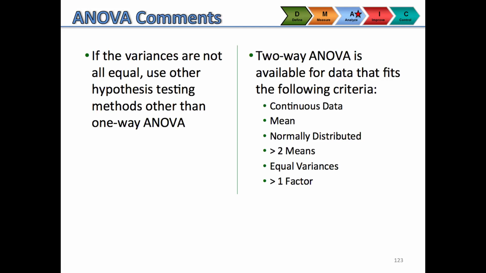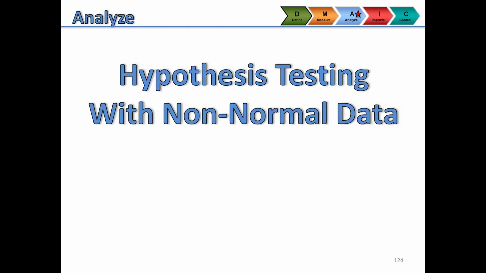And if the variances are not all equal, use other hypothesis tests other than one-way ANOVA. So two-way ANOVA is available for data that fits the following criteria: continuous data, mean, normally distributed, more than two means, equal variances, and more than one factor. That's where we stop.